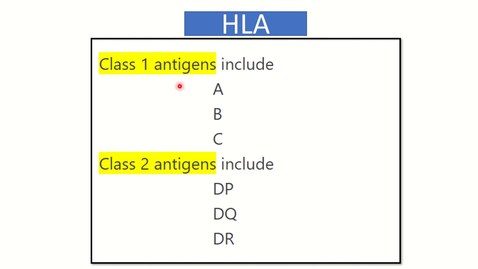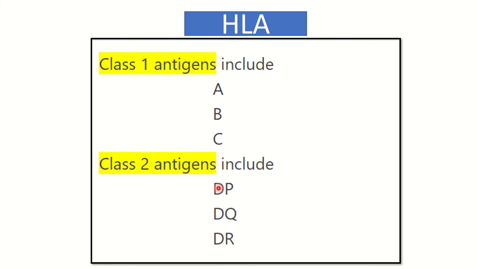Then here we can see the HLA antigens. HLA antigens are usually classified into 3 groups: class 1, class 2, and class 3. Class 3 is usually not important, so it is not discussed. So here we can see class 1 HLA antigen and class 2 HLA antigen. Class 1 antigens include A, B, and C. And the class 2 includes DP, DQ, and DR.